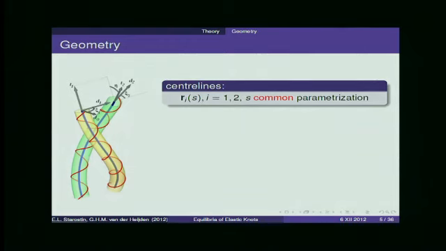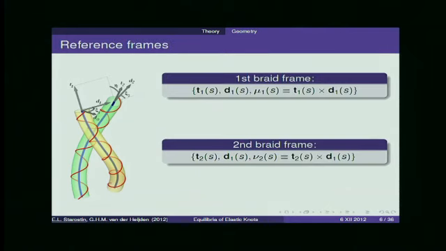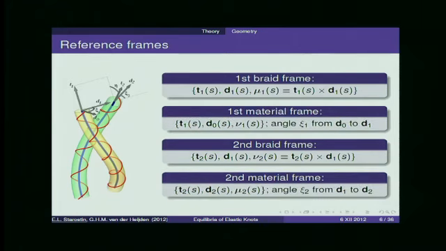A little bit about kinematics. We have two central lines which are separated by the constant distance along the chord D1. This induces a common parameterization for both curves. D1 is orthogonal to both tangents, and we can introduce two braid frames, based on tangents and the chord vector, and correspondingly two material frames which differ from braid frames by phase angles, xi1 and xi2.